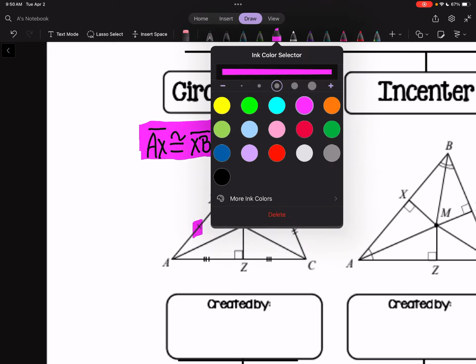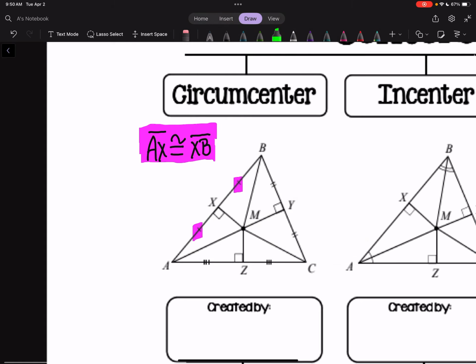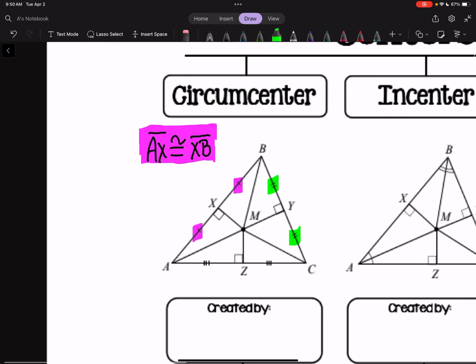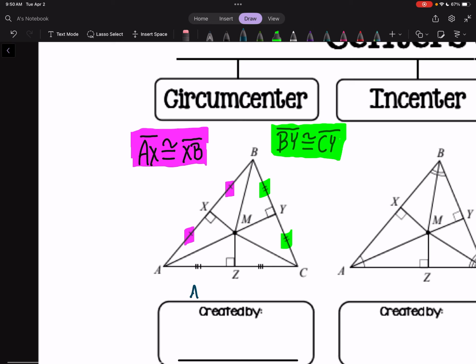You should also see a different two-line marker here, which is to say BY is congruent to CY or YC. And you have a third set on the bottom. AZ is congruent to ZC.